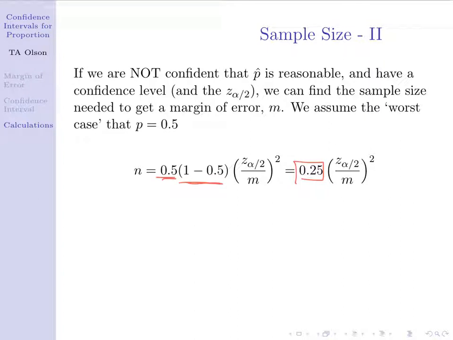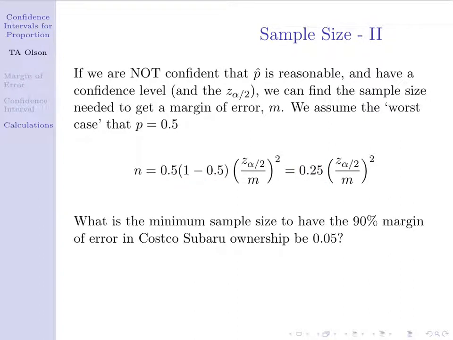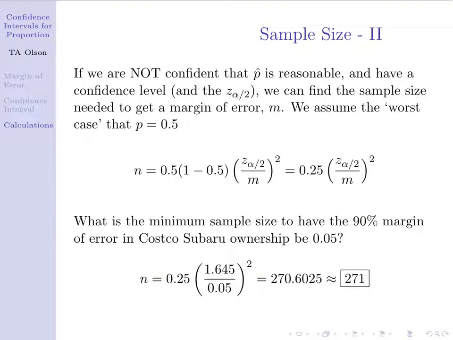Okay? So again, right, what's the minimum sample size to have a 90% confidence and a margin of error of 0.05? So in this case, to 271. Okay? So if we could actually use the result, we had 231. So our sample size is larger if we can't make that assumption, right? This is our worst case scenario. So when in doubt, assume the worst case.